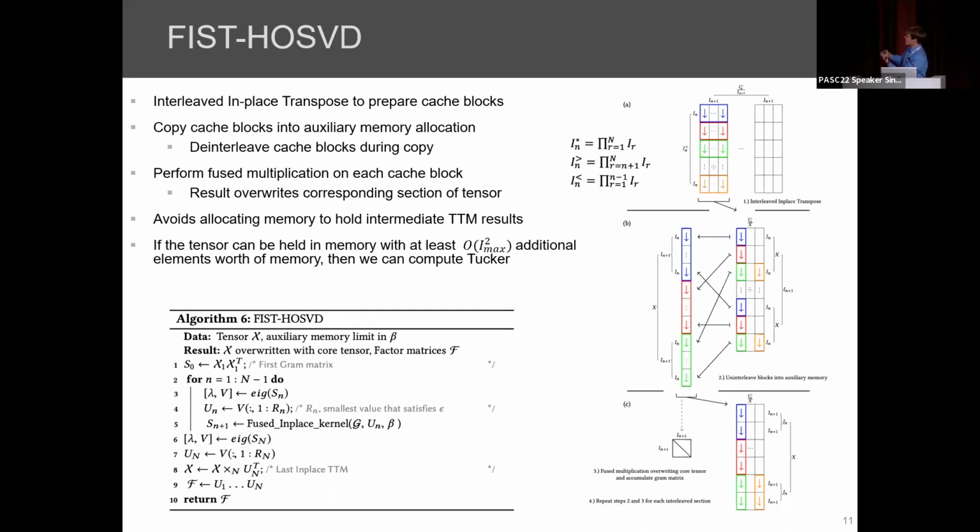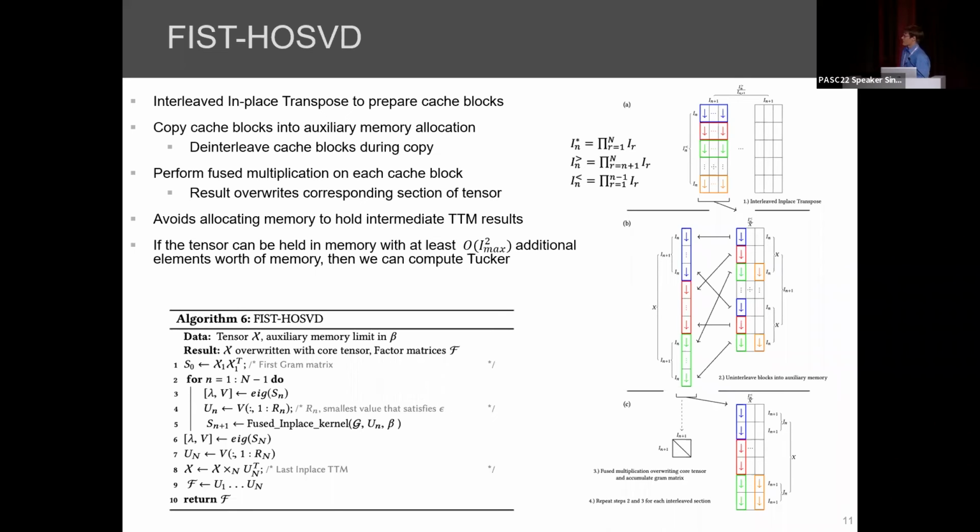From there, we will de-interleave the cache blocks into the amount of auxiliary memory that we have in this step. And then we will dispatch all of the cache blocks that we stored in our auxiliary memory, computing the partial TTM results, overwriting the original tensor, and then accumulating into our gram matrix.